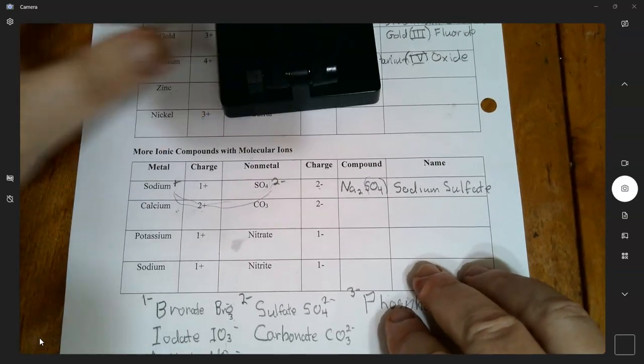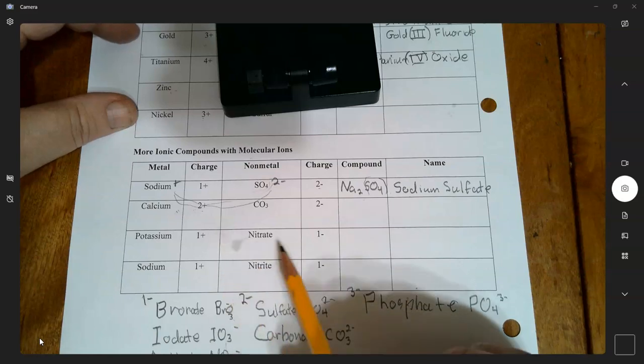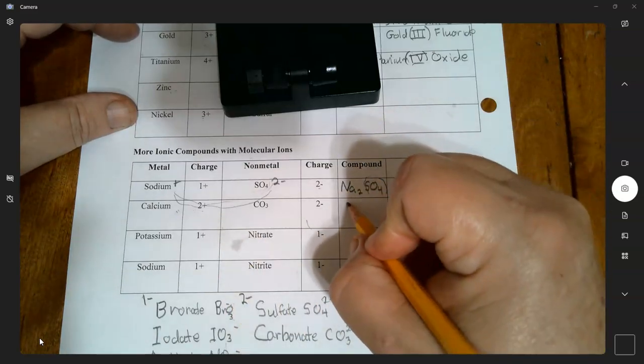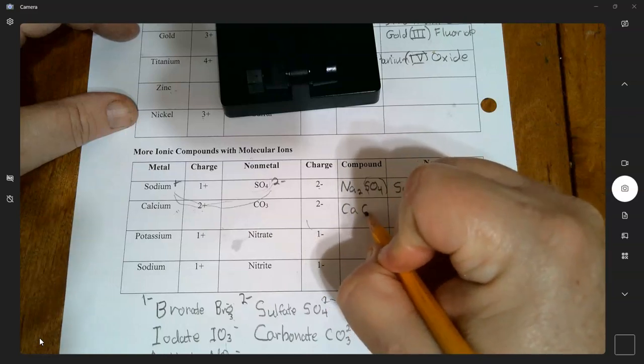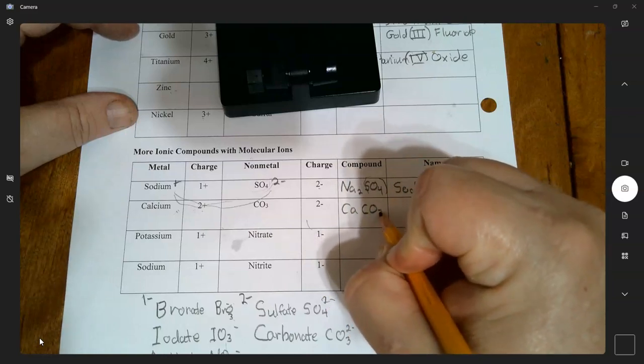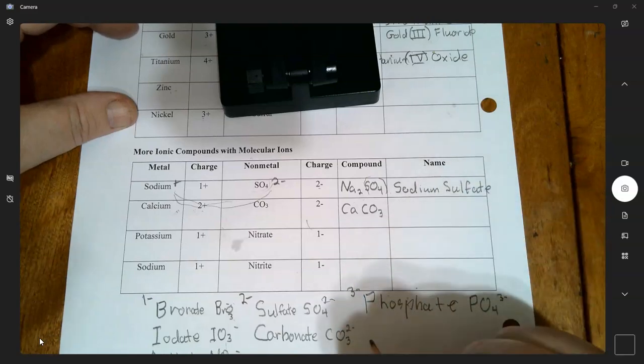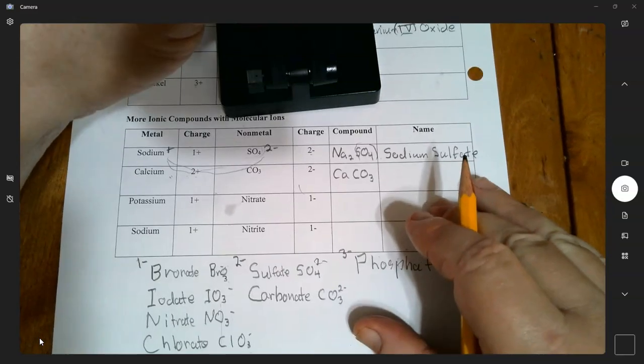And we have calcium carbonate. So again, it's a 2 minus and a 2 plus. So that's simply going to be CaCO3. It's a 1 and a 1, so you don't have to write the ones. And it's calcium carbonate.